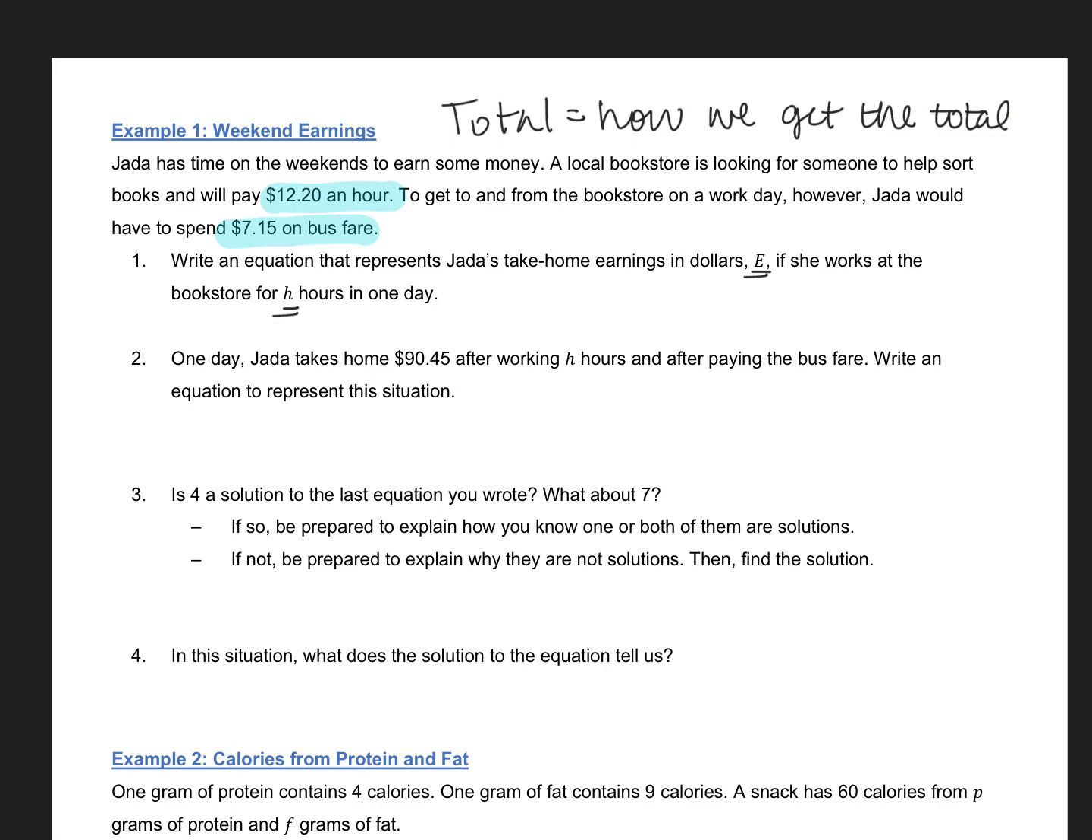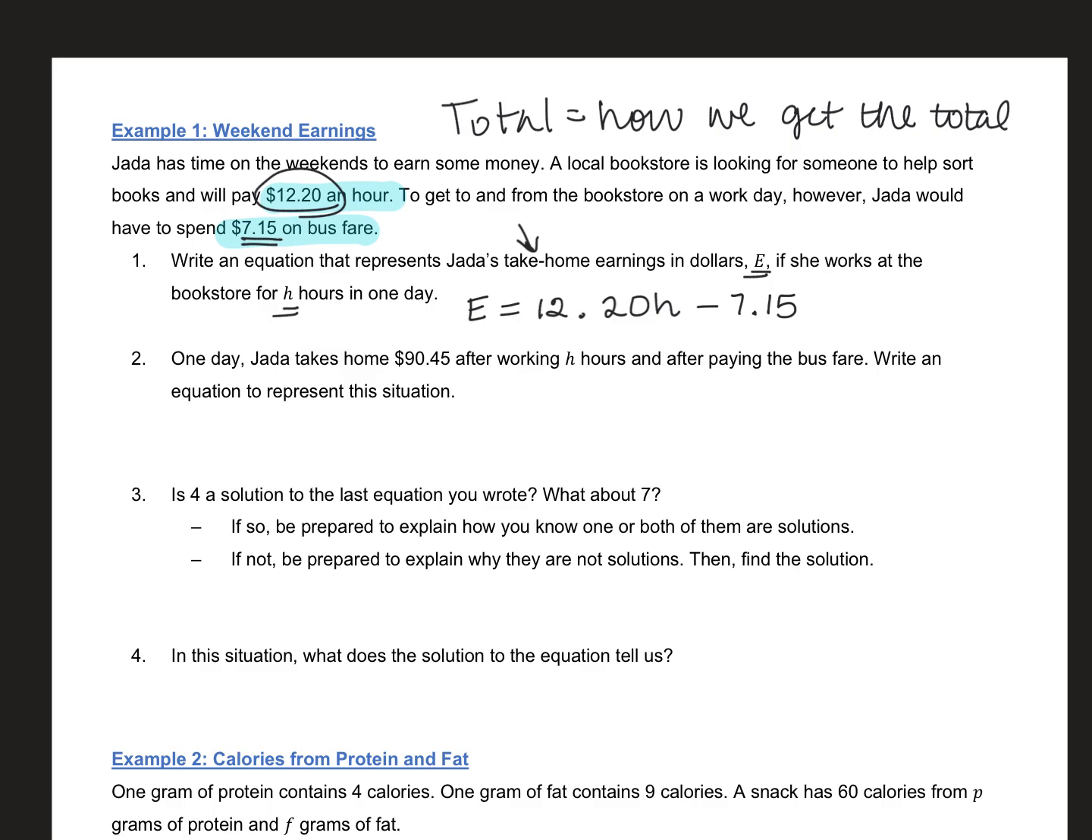So our total here is the total take-home earnings. So that's E equals, how does she get her earnings? She makes $12.20 an hour. So $12.20 times H hours, however long she works. But she also has to pay $7.15 in bus fare. Okay, and that's just a one-time fee for the day. So we're going to subtract $7.15. And that is her total take-home money for the day.